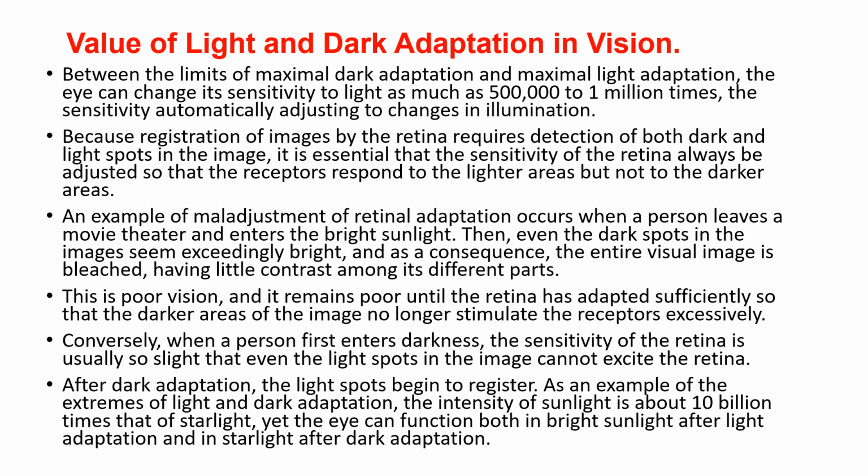Conversely, when a person first enters darkness, the sensitivity of the retina is usually so slight that even the light spots in the image cannot excite the retina. After dark adaptation, the light spots begin to register. As an example of the extremes of light and dark adaptation, the intensity of sunlight is about 10 billion times that of starlight, yet the eye can function both in bright sunlight after light adaptation and in starlight after dark adaptation.